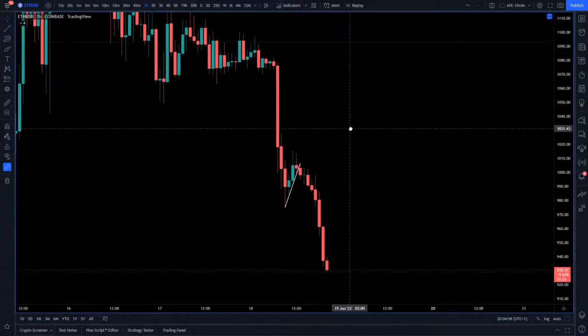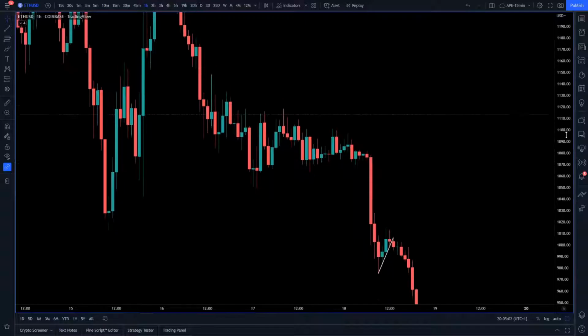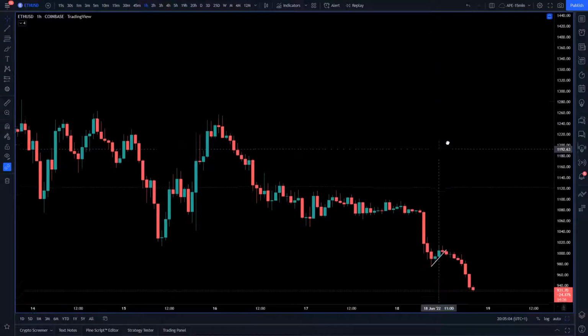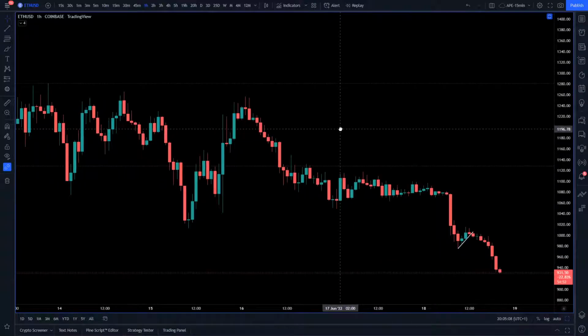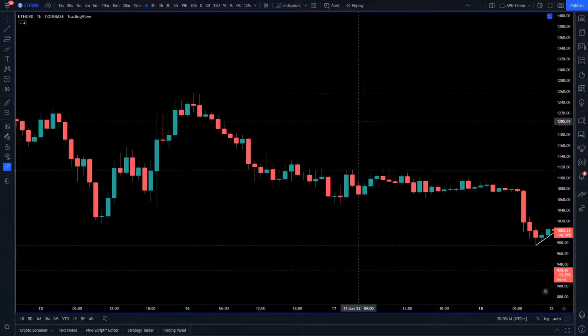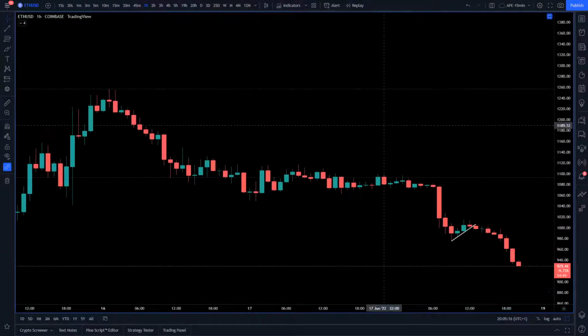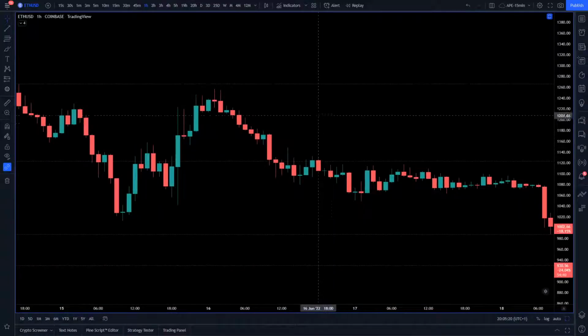Okay, next one, I want to talk about candlesticks. So candlesticks, these are all candlesticks. Many of you know what candlesticks are, but some of you don't, especially those who are new to trading and new to technical analysis.